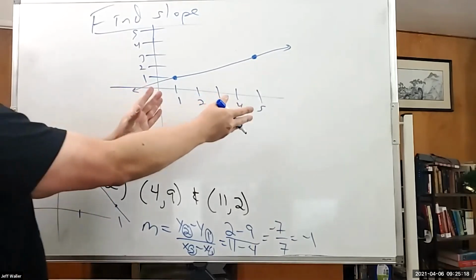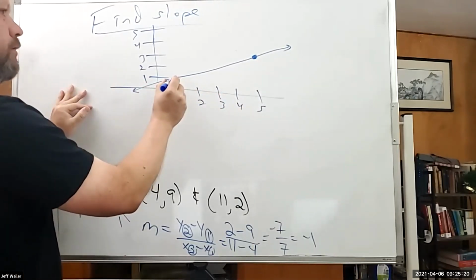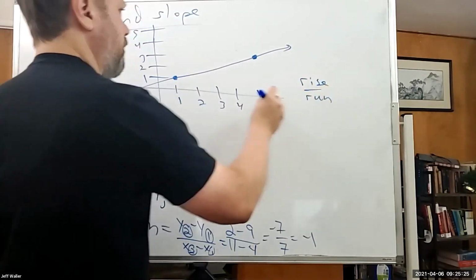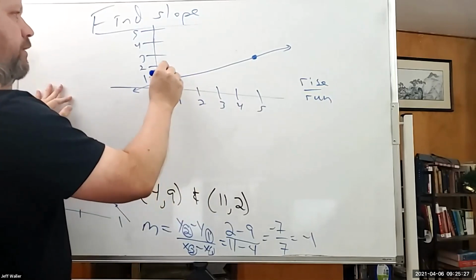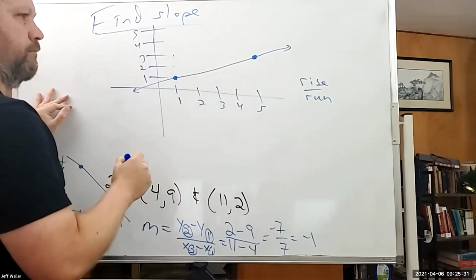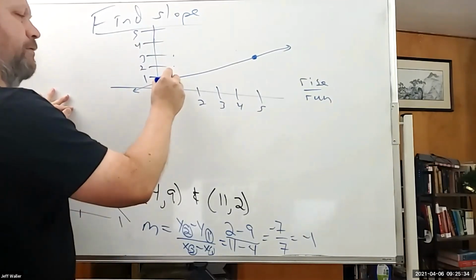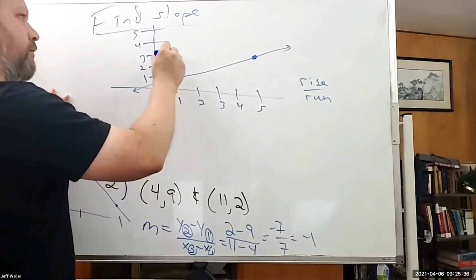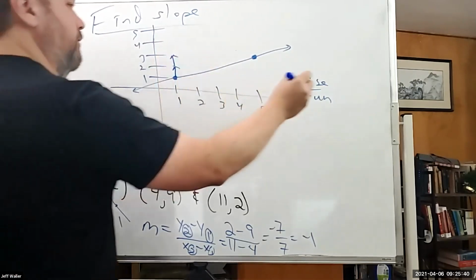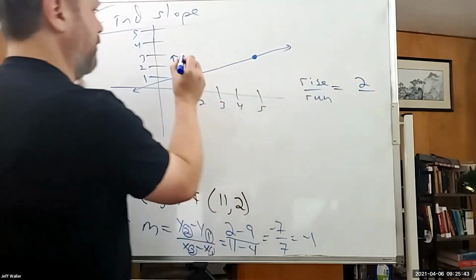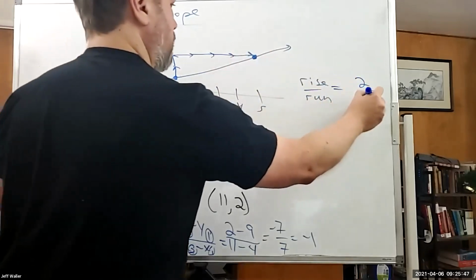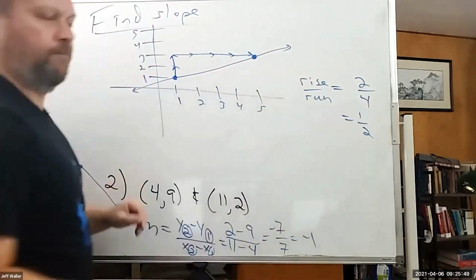So what I can do if I've got this is I can just count, right? So slope is rise over run. So how much do I go up from this point and then over? How much do I go up? 2, right? And then how much do I go over? 4. So this slope would be 1/2.